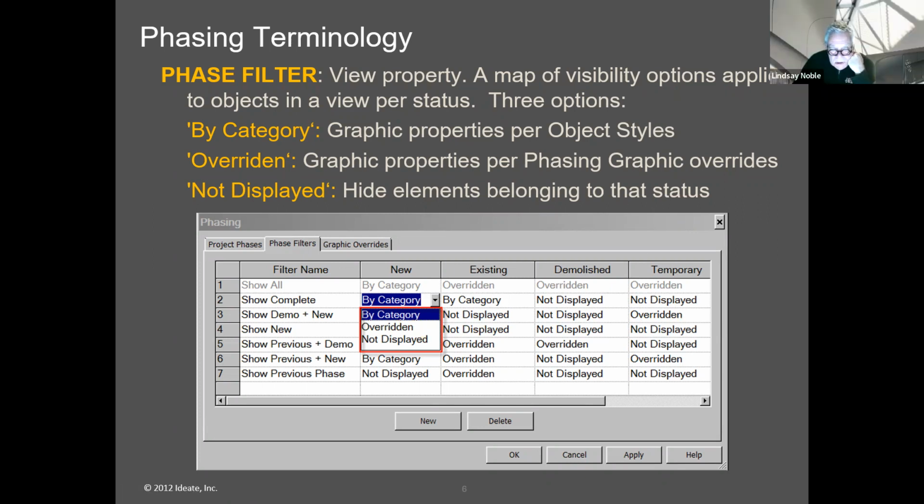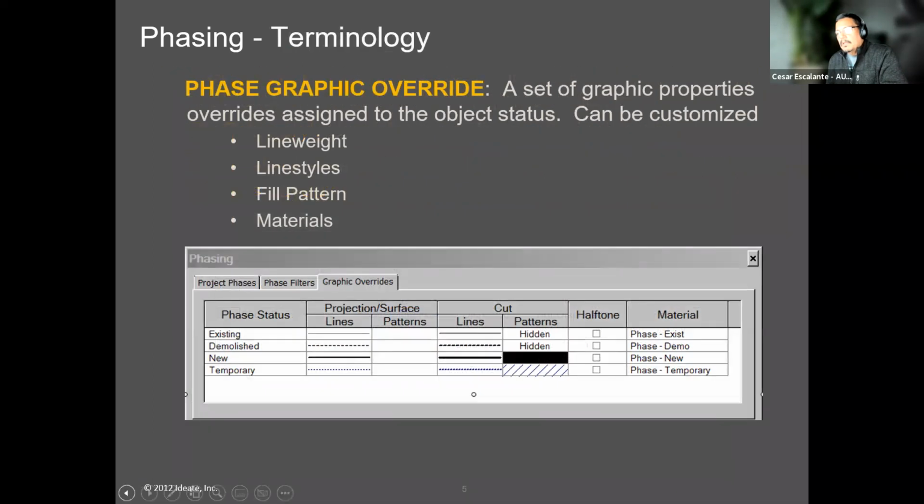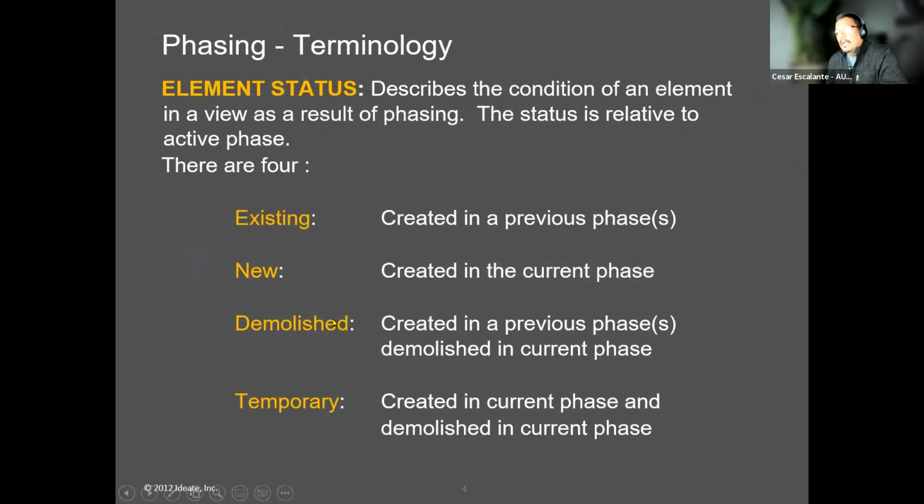Yes. Could you talk a little bit about whether demolition is actually a phase or not? Good, absolutely good question. So demolished elements are statuses of an object. And what that means is that they will have a specific graphic override in the views. And demolished objects are not typically defined as a phase.